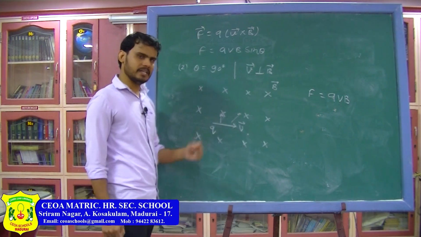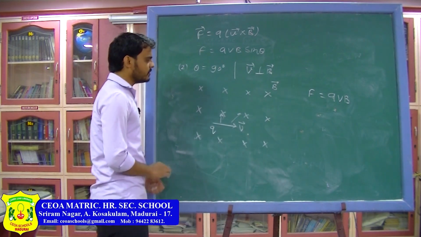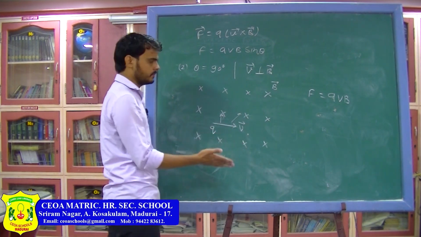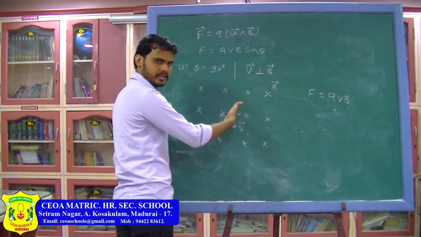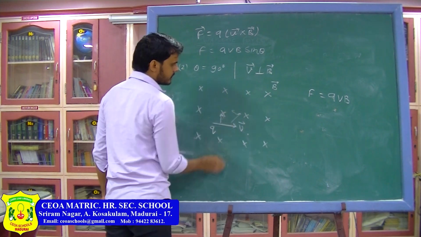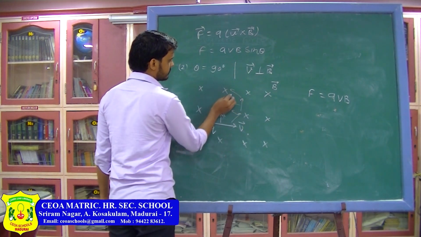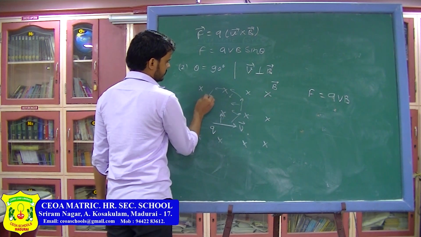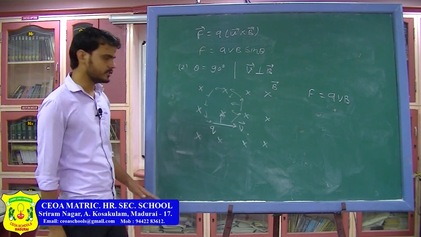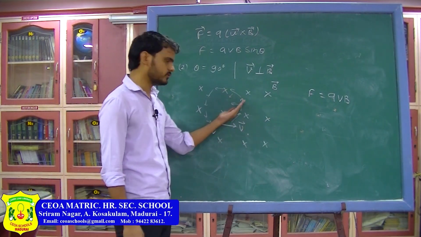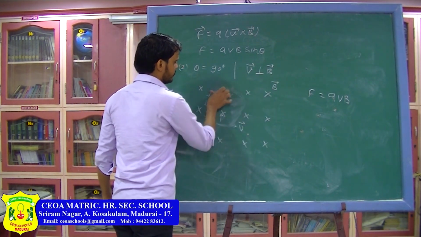As you can see here, still the velocity and magnetic field are perpendicular. So again you can find the direction of force by the right hand palm rule. Thumb in the direction of velocity, fingers in the direction of magnetic field. So here the force will act like this, and the particle will start moving like this. So the force will be like this. As you can see here, the direction of force is always changing as the direction of velocity is also changing. So ultimately the path of the particle is going to become a circle.